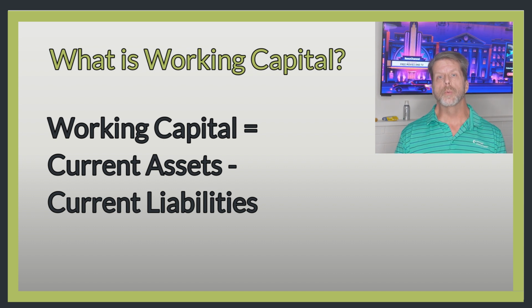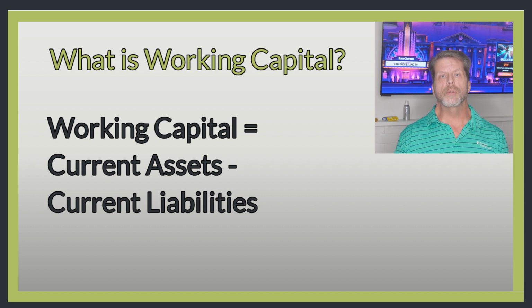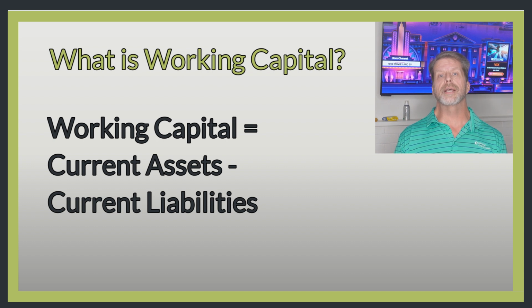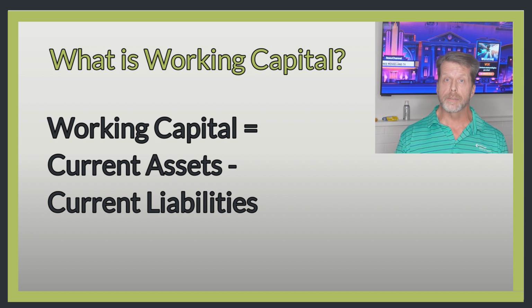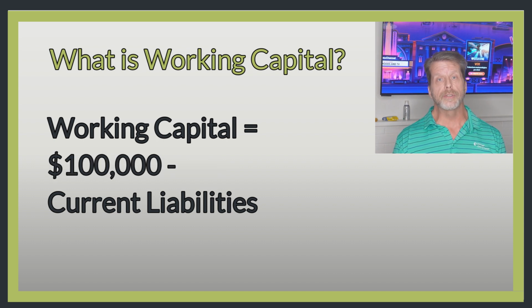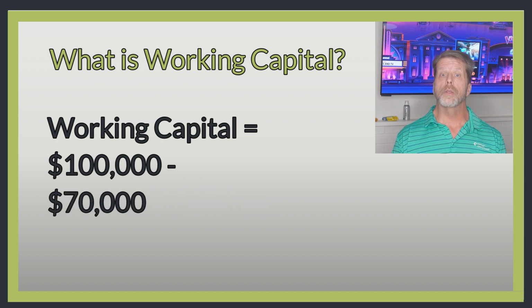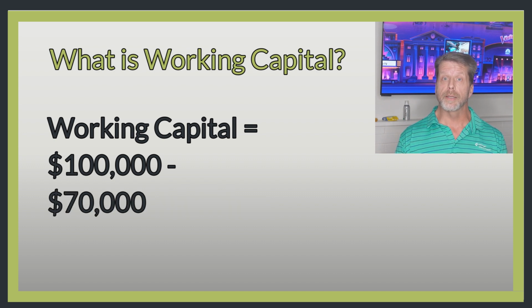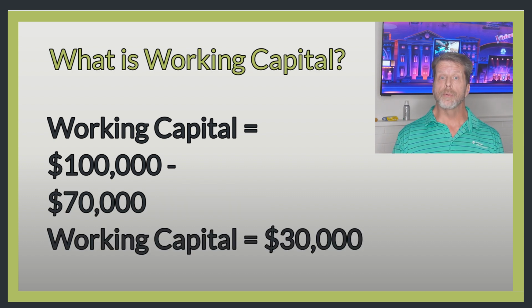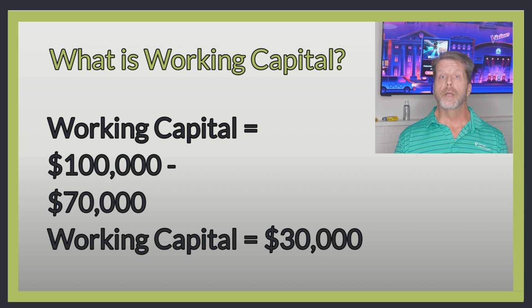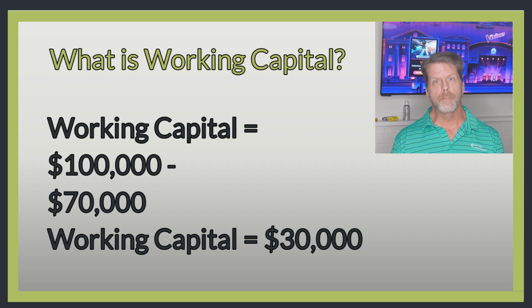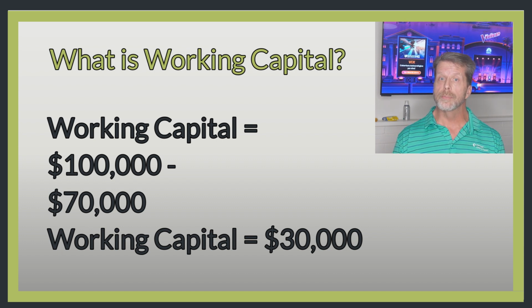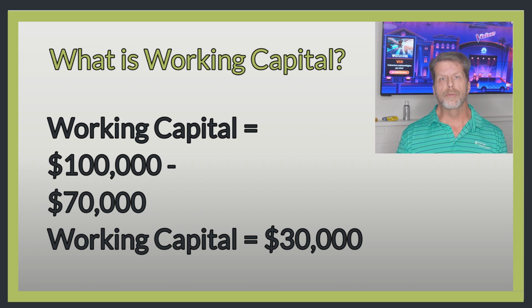Let's break that down with an example. Suppose your business has $100,000 of current assets and $70,000 in current liabilities. Your working capital would be $30,000. This 30 grand represents the cushion you have to cover unforeseen expenses, invest in growth opportunities, or simply keep your operations running smoothly.